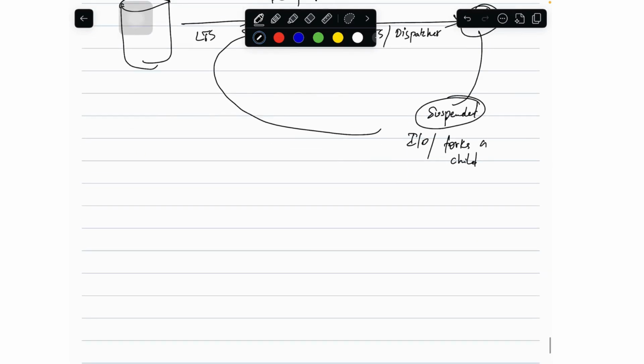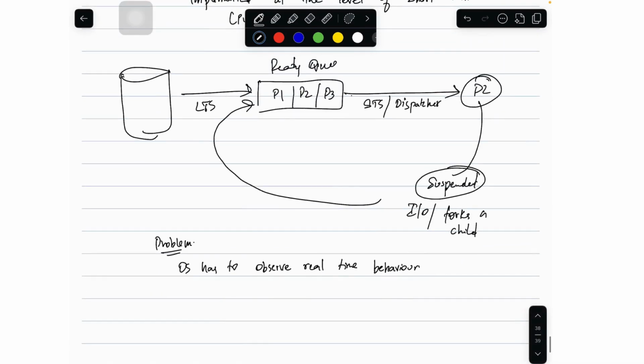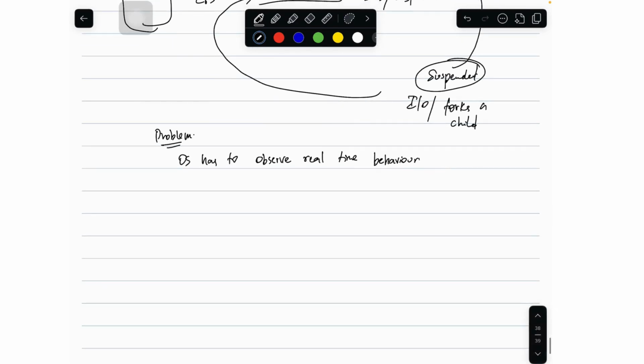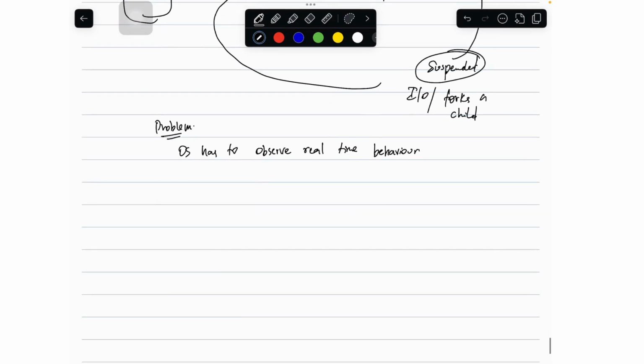So the complication here is the OS has to observe real time behavior. It has to make note of all the suspensions, how much time it is waiting for some resource, did it get the resource or not, if it got the resource, when it came back to the ready queue again, and after coming to the ready queue, how much time it has been waiting, and only then it goes to the CPU again. After going to the CPU, probably it can get blocked again. There's no surety. So the OS has to keep track of all this metadata.